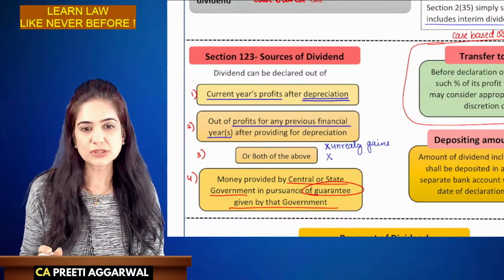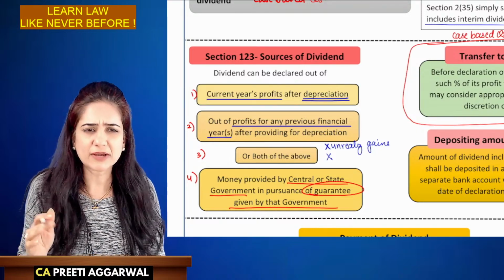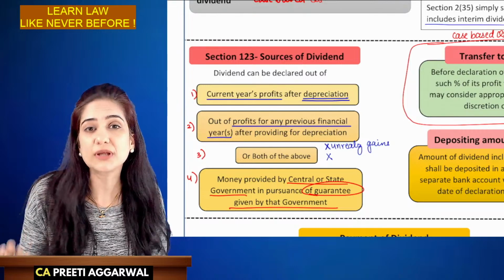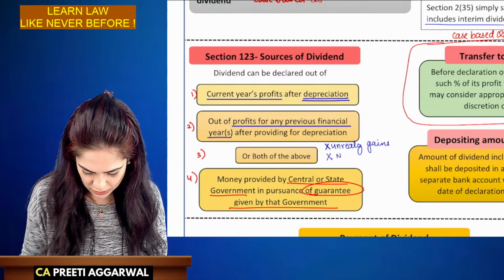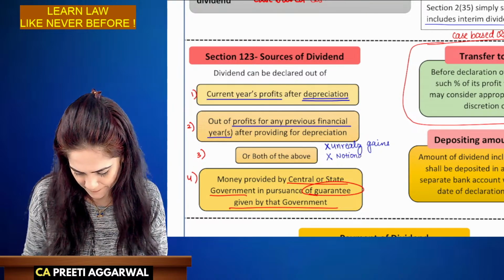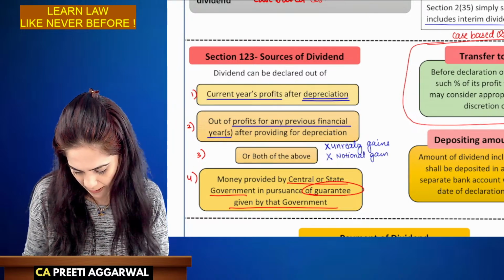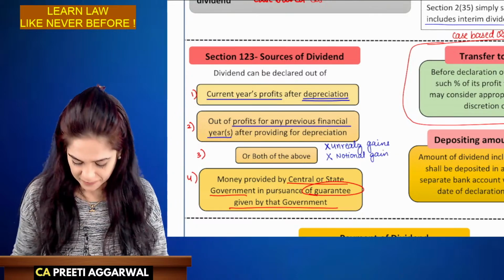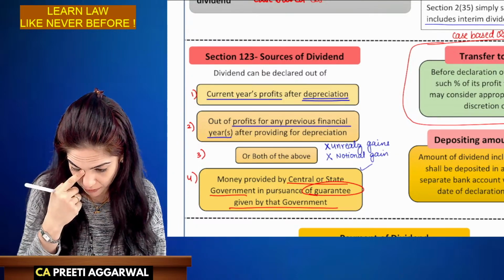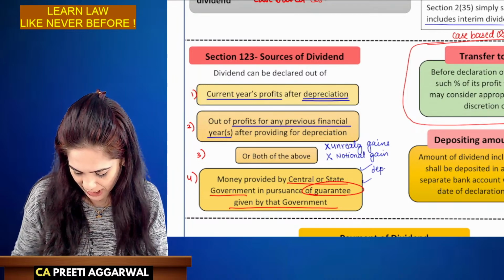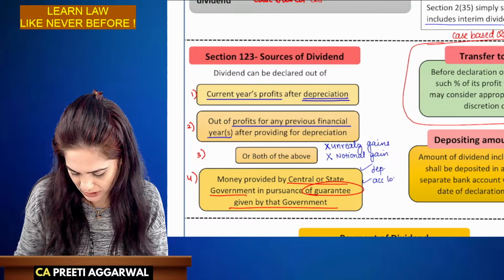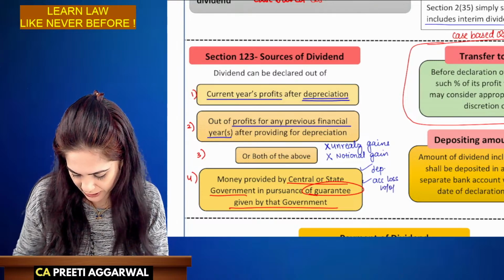I cannot use revaluation profit. I cannot give dividend from notional gains. These are not free reserves. I cannot use notional gain. Before declaration of dividend, I need to provide for depreciation, and accumulated losses need to be written off.